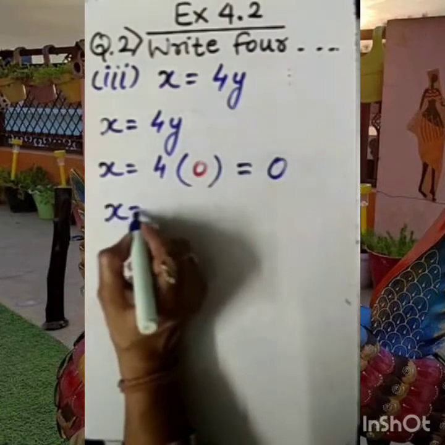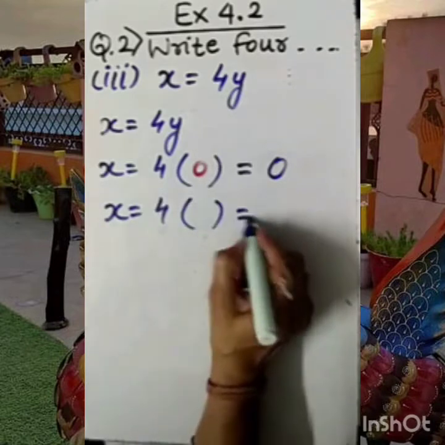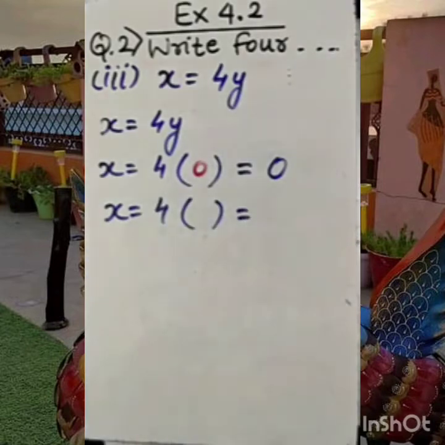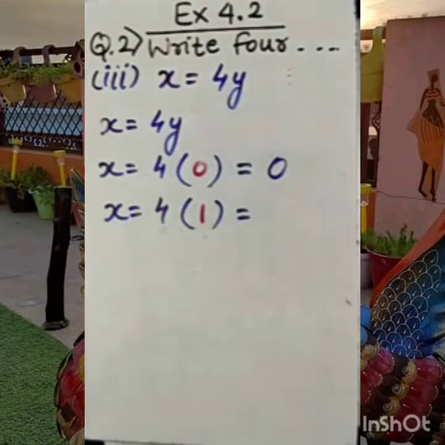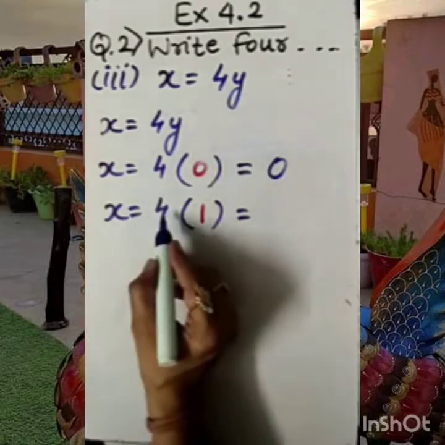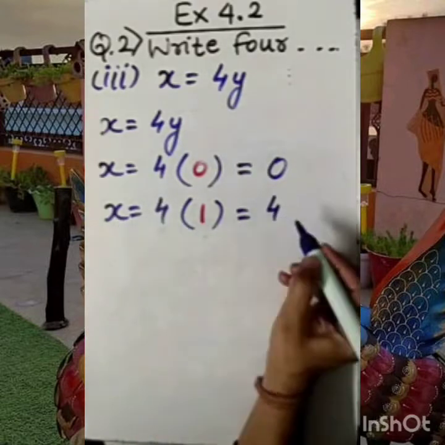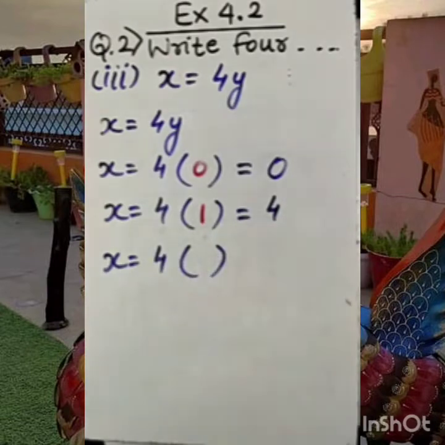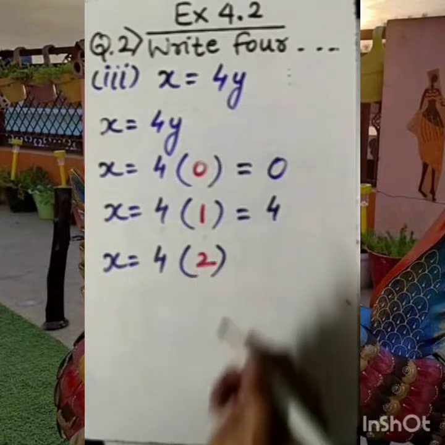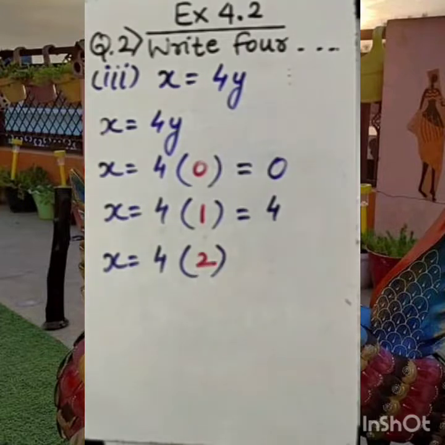Next I am choosing, suppose, 1. So 4 into 1 will be 4. So for the value of y equal to 1, we are gaining the value of x is 4 into 1, that is 4. Let me take the value of y as 2 here. Suppose I am choosing 2 here, then 4 into 2, of course it will be 8.